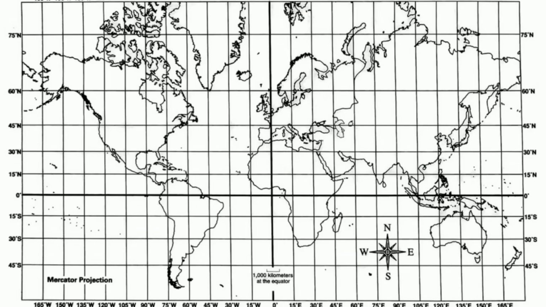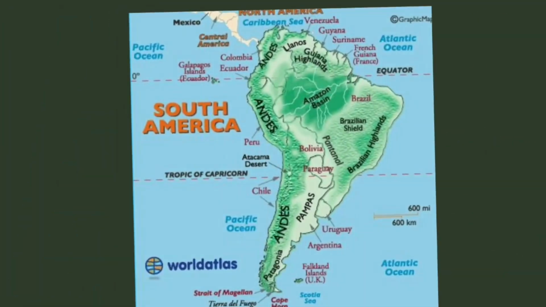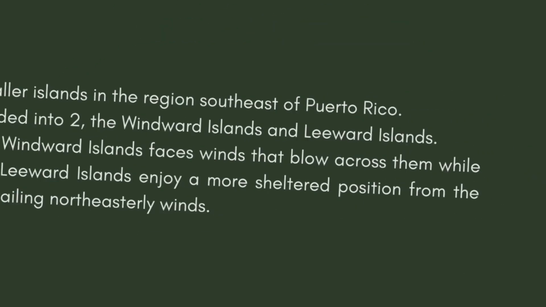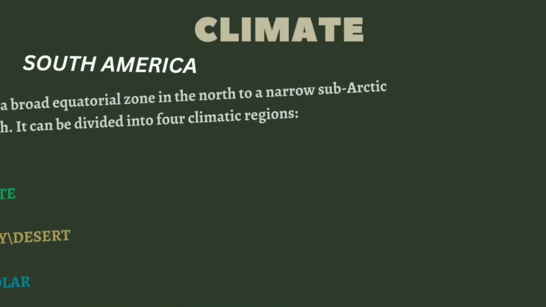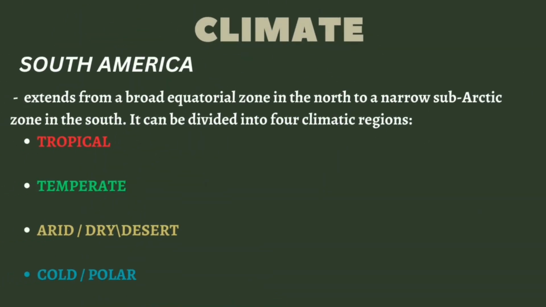So, we will proceed to the climate itself. South America's climate is dominated by relatively warm regions, yet the continent can generally be grouped into four climatic regions: the tropical, temperate, arid or dry desert, and cold or polar.